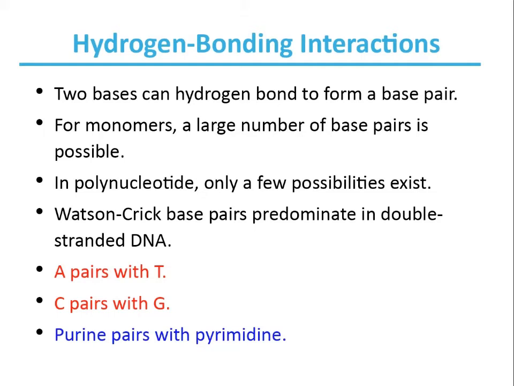Hydrogen bonding interactions. Two bases can hydrogen bond to form a base pair. Pyrimidines always base pair with purines. Okay. For example, adenine always base pairs with thymine, guanine always base pairs with cytosine. Okay.